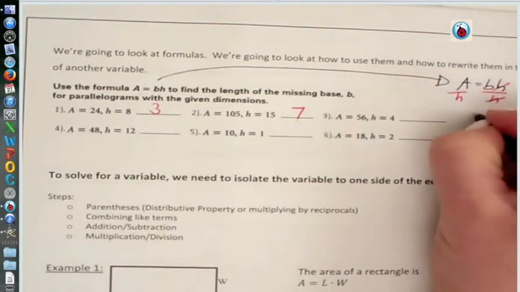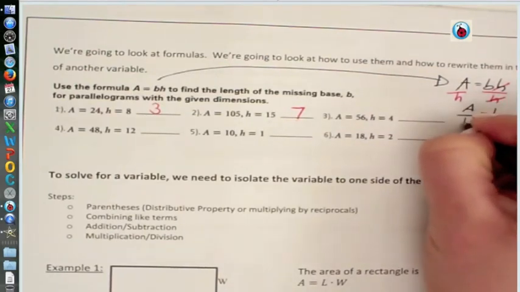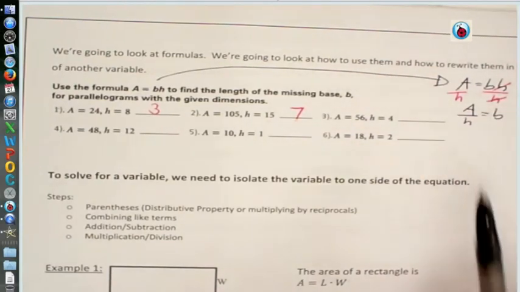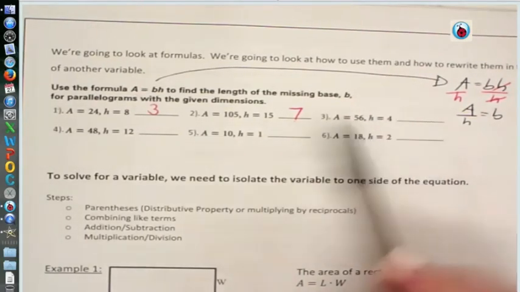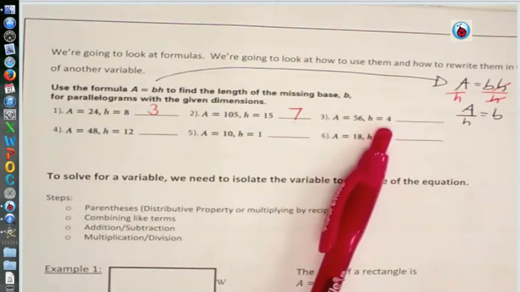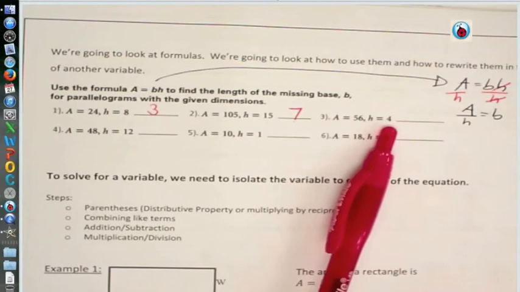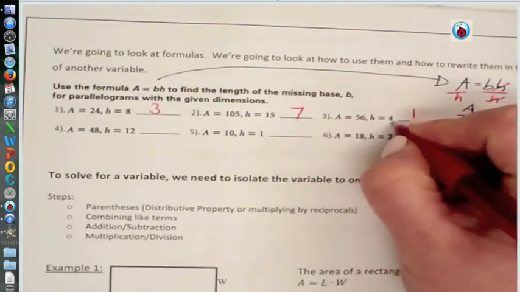We end up with the base is equal to the area divided by the height. So all I have to do is divide these two numbers to get my answer. So let's think about this. 56 divided by the height of 4. Let's see, 40 divided by 4 is 10. 16 divided by 4 is 4.